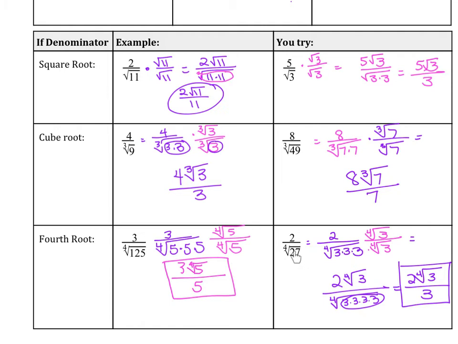The last one, we have 2 4th root of 27. So we need 4 of a number. 27 breaks down to 3 times 3 times 3. We need one more 3. So therefore, we're going to multiply by 4th root of 3 over 4th root of 3. And then you have 2 times 4th root of 3 over just 3.